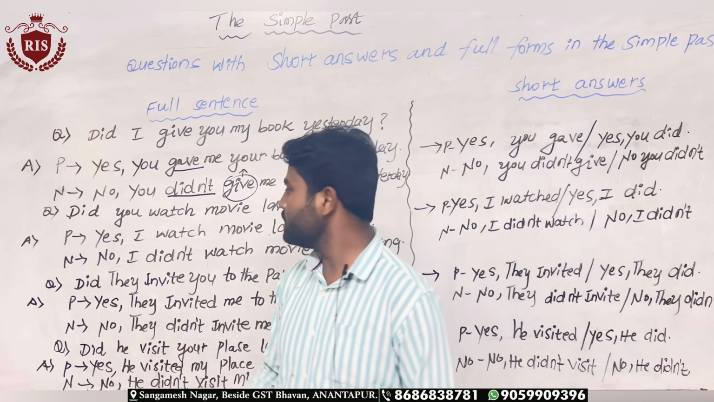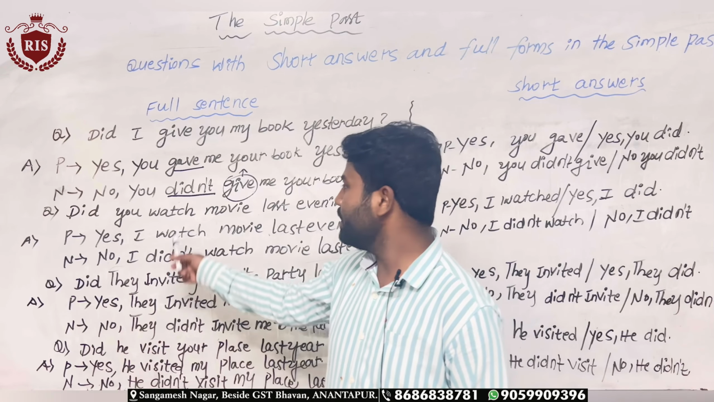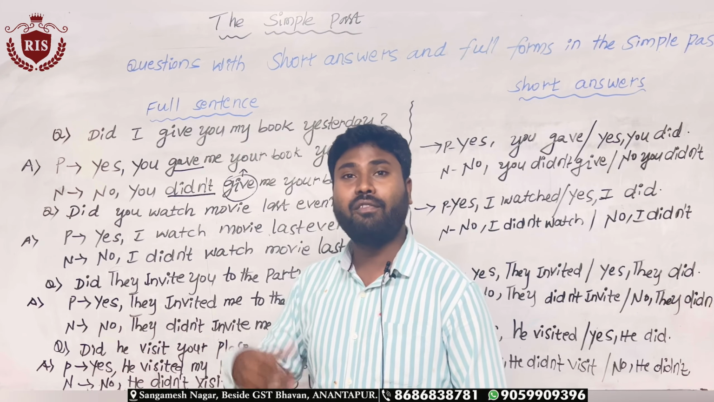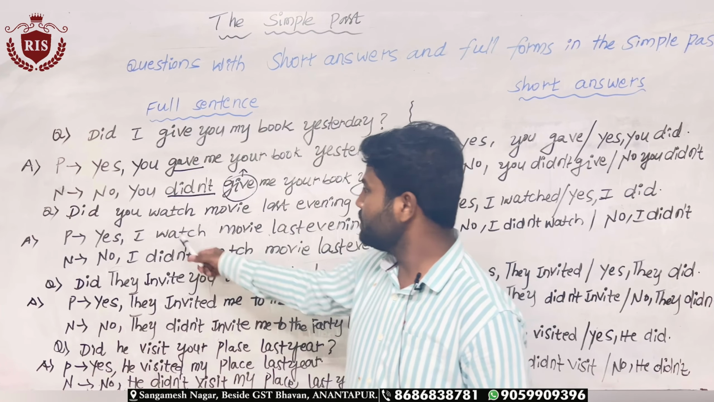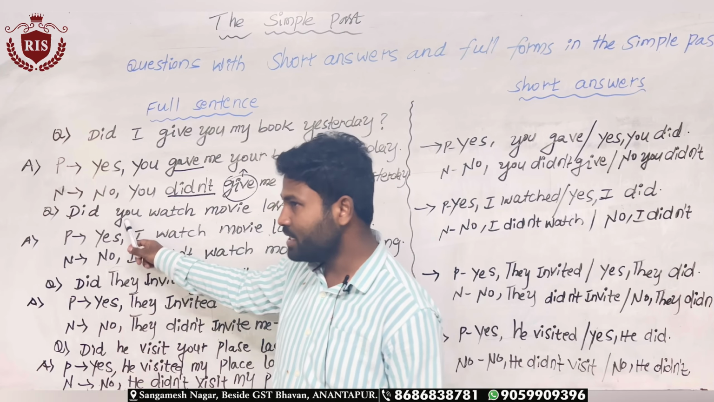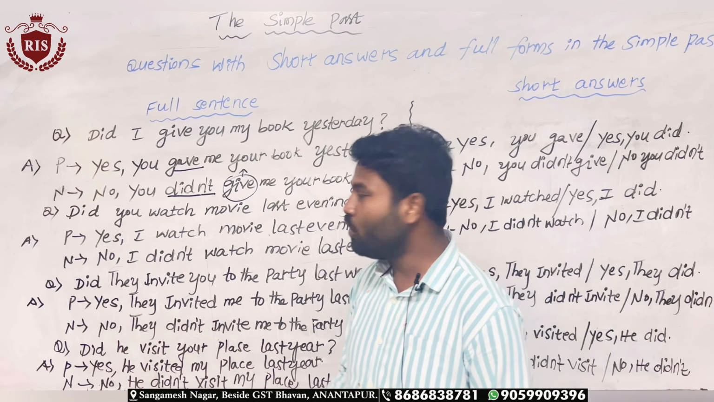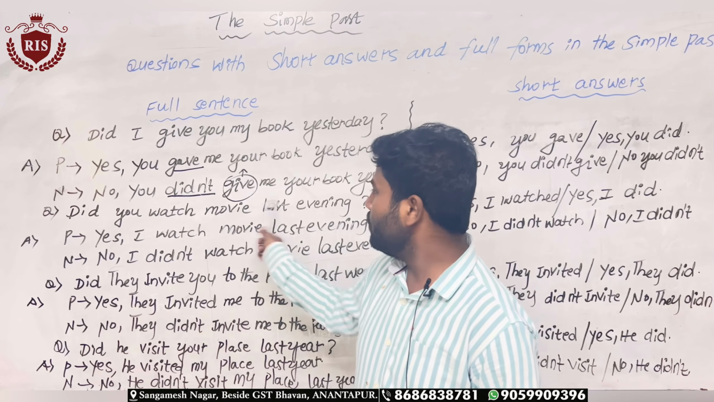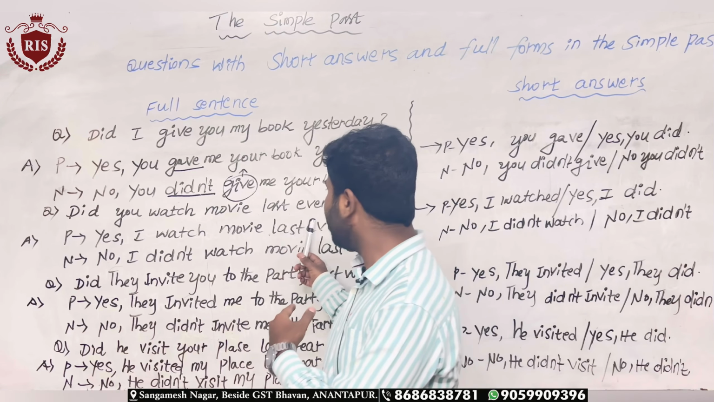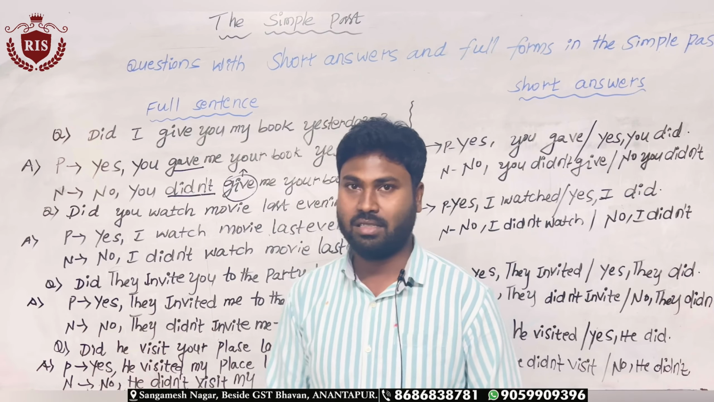The second question is, did you watch movie last evening? Even this question we framed as per the formula that we have to frame the question. The question starts with auxiliary did. After did there is a subject you, after the subject there is verb, the infinitive form watch. Movie last evening is an object and it ends with a question mark as well as there is a keyword. Now let us have a look at the answers.